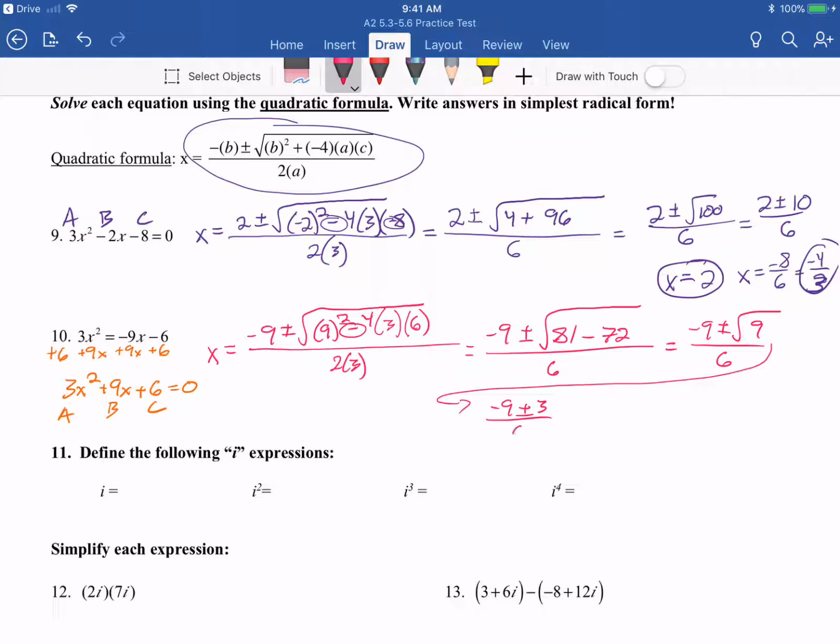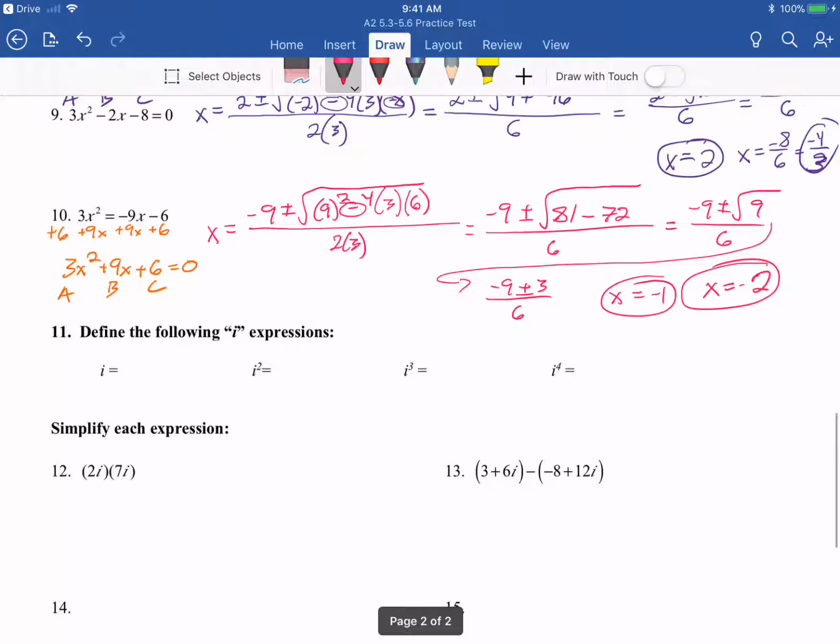So now if I flip down here, I know that I have negative 9 plus or minus 3 over 6. So my two answers here are going to be negative 9 plus 3, which is negative 6, divided by 6 is negative 1. And then for my last answer, I have negative 9 minus 3, which is going to be negative 12, divided by 6 is going to be negative 2. So I get x equals negative 2 for that guy. All right, so going through simplifying these guys in the quadratic formula.